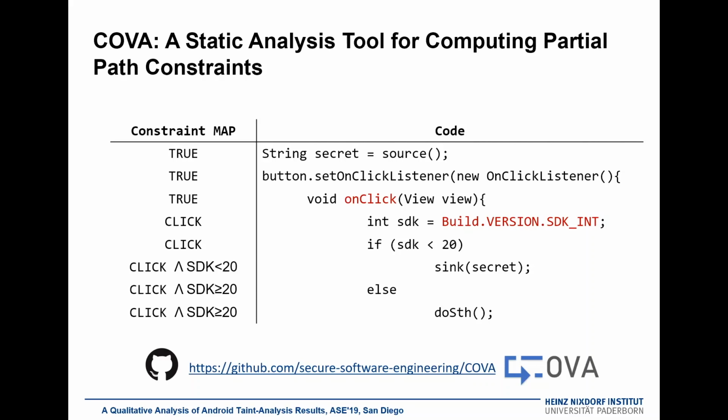To note here that the path constraint COVA computes only considers the APIs which COVA was configured to check. So it is only partial path constraints. Moreover, COVA is publicly available on GitHub, so you are welcome to use it for other purposes.